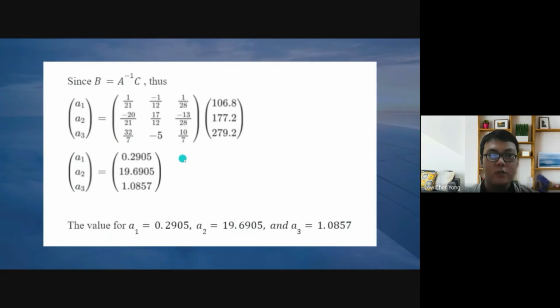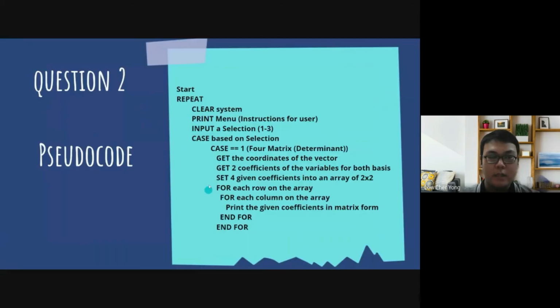Since B equals the inverse matrix A multiplied with the matrix C, we put them in and we will get the value of a1 equal to 0.2905, a2 equal to 19.6905, a3 equal to 1.057. And then I pass to Ka-Sing.